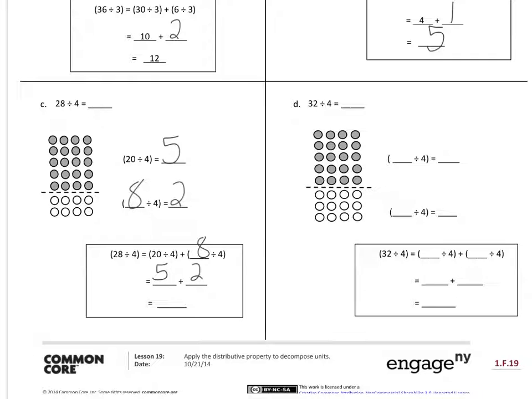See how I wrote an 8, a 5, and a 2? I'm using my blanks from up here to fill in my blanks down here. Finally, 5 plus 2 equals 7. So that means that 28 divided by 4 equals 7. If you feel like you can, go ahead and try part D on your own. If you're still wanting some work and some help, you can keep going with me.